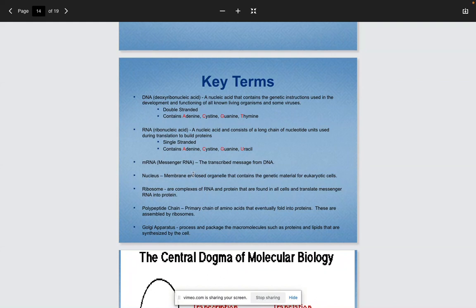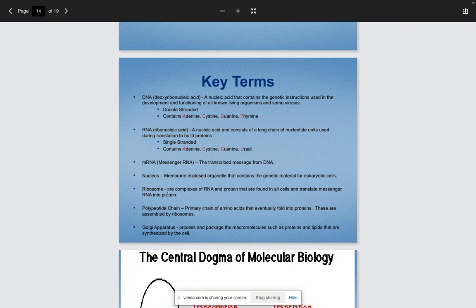Messenger RNA is just the transcribed message of DNA. Again, this is going to be needed in order to make RNA. Then we have the nucleus. This is where both DNA synthesis and transcription occur. The nucleus is just an organelle present within a cell.